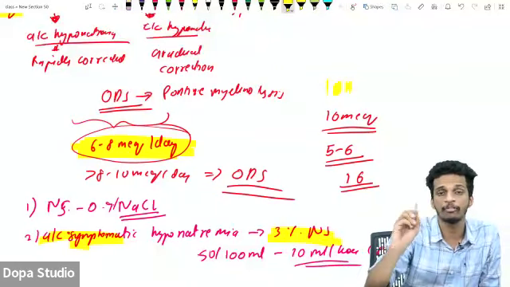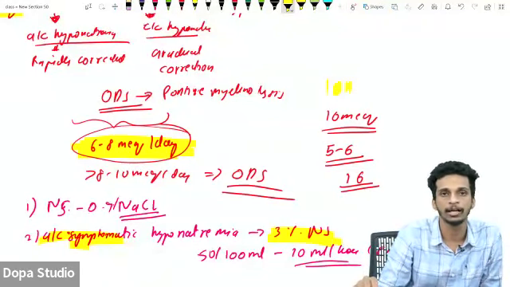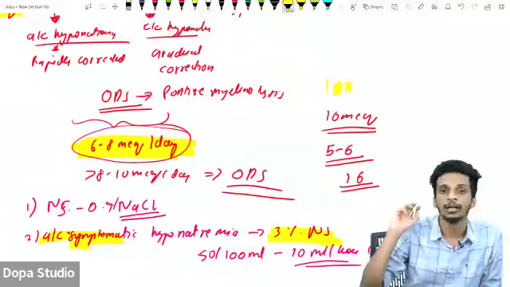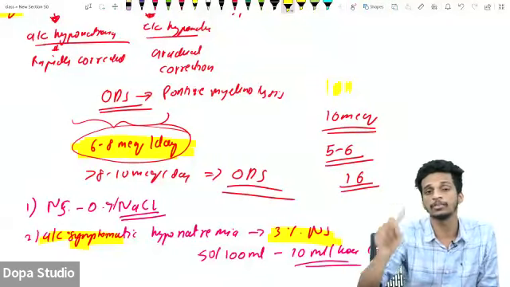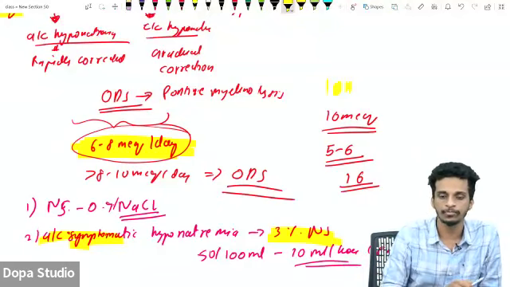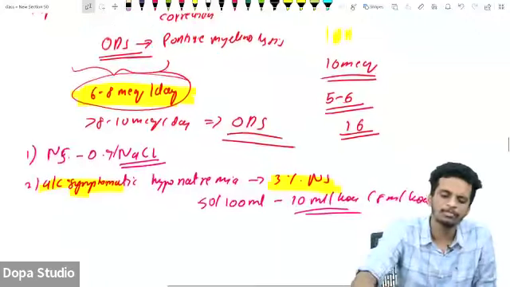We never, ever give 3% NS for a patient with chronic hyponatremia. Is that clear? We never, ever give 3% NS for a patient with chronic hyponatremia unless the patient is severely symptomatic due to hyponatremia. Is that clear? Okay, so that's about treatment of hyponatremia.